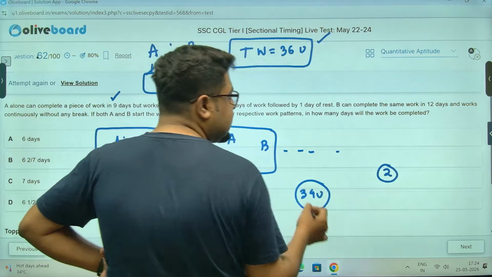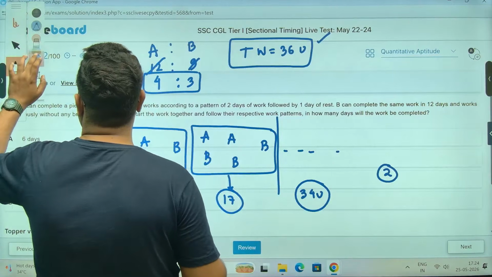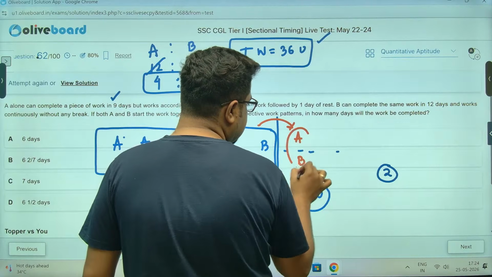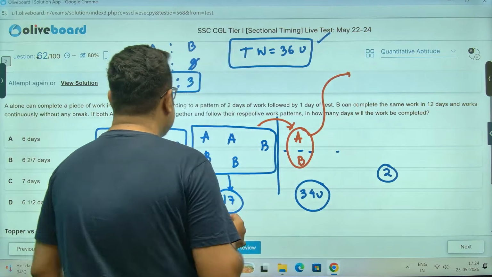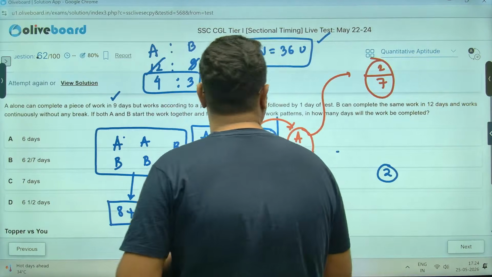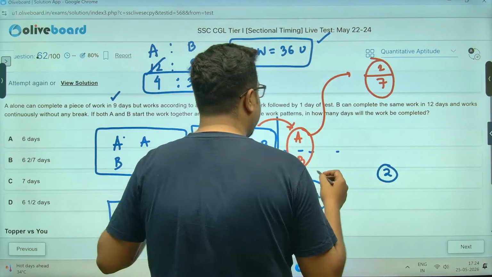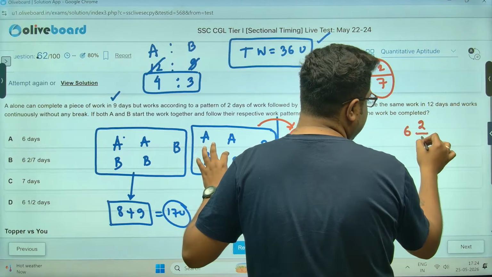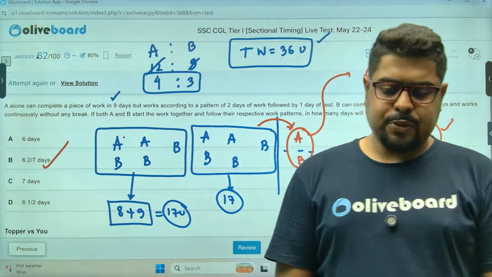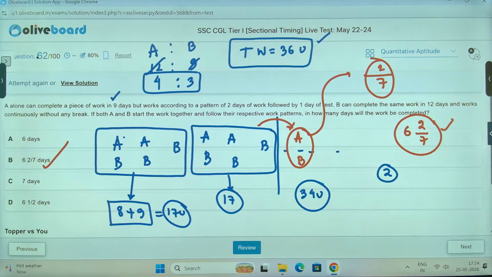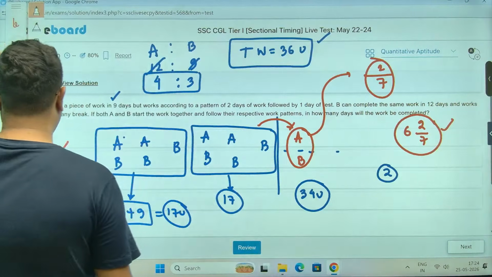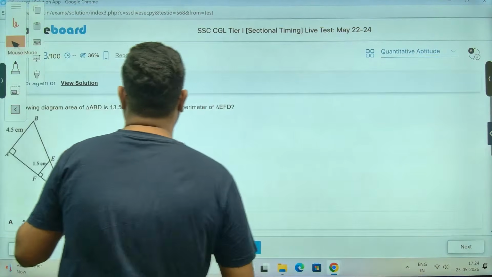Now, once a packet ends, next day who will come to work, sir? Next day, again A and B both will come to work. How much time will they take to complete? Their combined efficiency is 7 units. They need to do 2 units, so they will take 2 by 7 days. So total time required is 2 packets, which is 6 days, and 2 by 7 days. 6 whole 2 by 7, option B, sir. That is your correct answer. Perfect, everyone. Simple, sir. Next one, please.